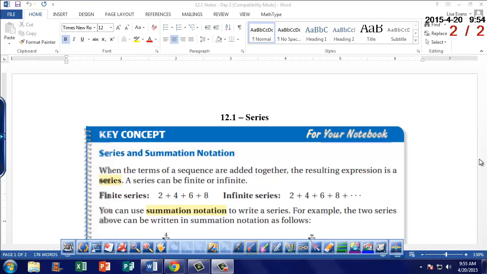Hello, today is lesson 12.1, series and summation notation. Here's some definitions. When the terms of a sequence are added together, the resulting expression is a series. A series can be finite or infinite.